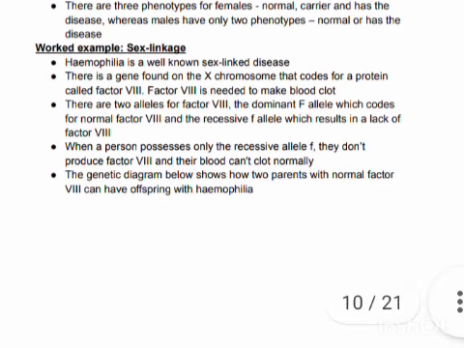Now we can see a worked example also. Hemophilia, we just talked about it, right? There is a gene found on the X chromosome that codes for a protein called factor VIII. Factor VIII is needed to make blood clot. There are two alleles of the gene: the dominant F allele, which codes for normal factor VIII, and the recessive f allele, which results in a lack of factor VIII. When a person possesses only the recessive allele, they don't produce factor VIII, and their blood can't clot normally, right?